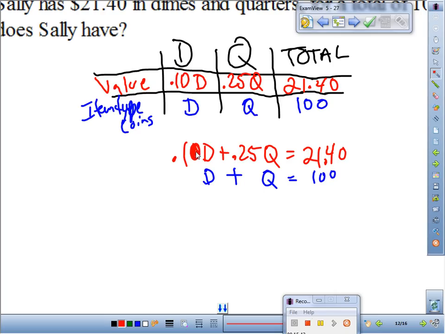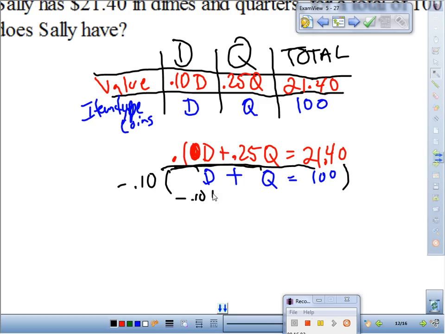D. Okay. So in order to eliminate these two, since it's in standard form, what do I need to multiply this by? Times negative 0.10. So we distribute to all of these. That becomes negative 0.10D minus 0.10Q equals negative 10. Now we can eliminate them.